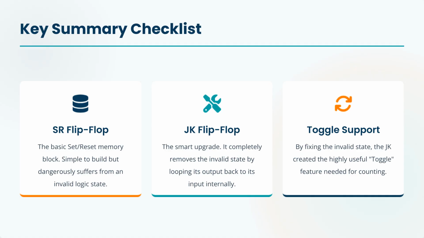To summarize, the SR flip-flop is the basic memory block, but it has a dangerous, invalid state. The JK flip-flop is the smart upgrade that resolves this issue and adds toggle support, vital for counting and sequencing.